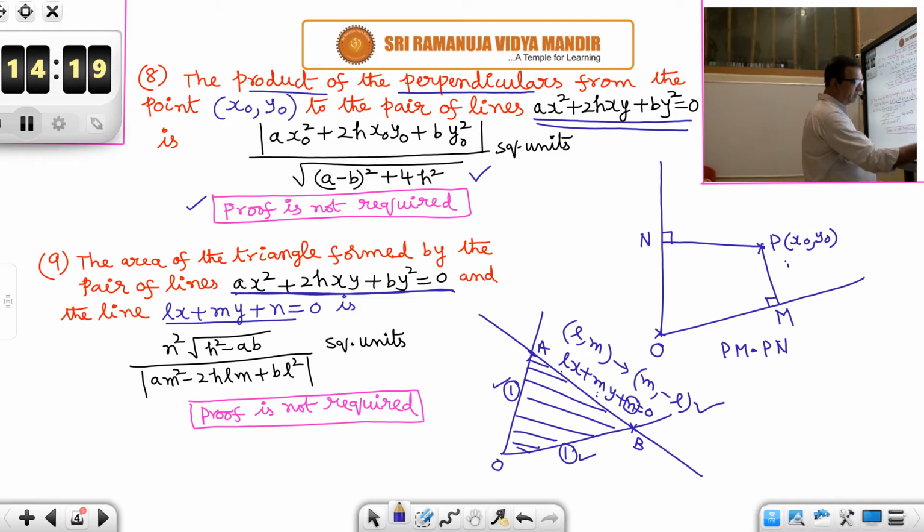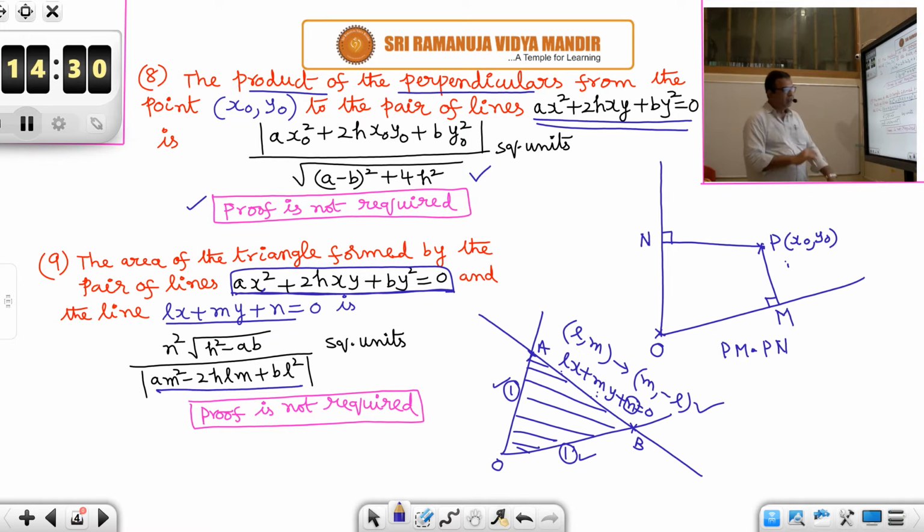So this M comma minus L, substitute in the pair of lines ax square plus 2hxy plus by square. Whatever you get is the denominator here. If you substitute m, minus l, what happens? M we are substituting in place of x, am square minus 2h ml you will get, m and minus l you are sticking in. And b times minus l whole square is l square only, bl square. So am square minus 2hlm plus bl square is easily obtained by using this method.